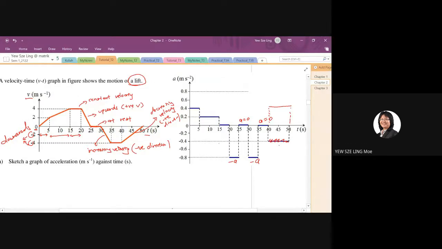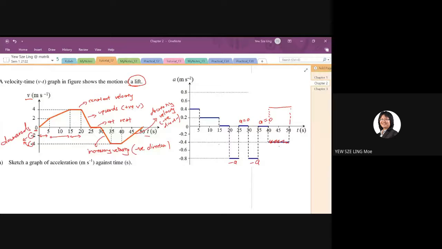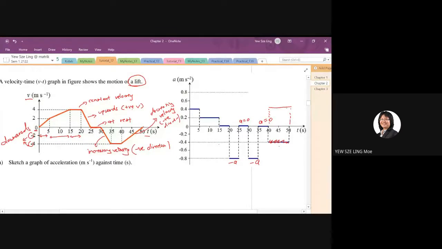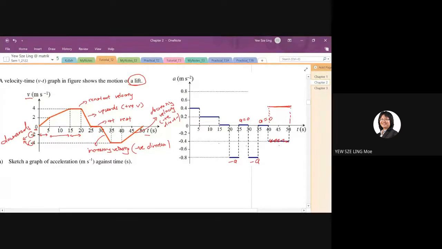So don't follow the answer scheme given. So it should be a positive graph. So the last 0.4 should be positive. Take notes, especially those of you who have already got the answer from the other class video. So make sure you correct it. So this should be positive.